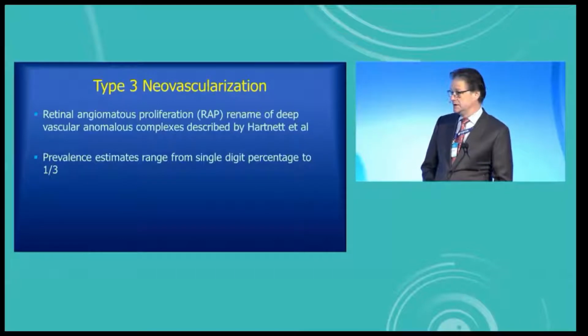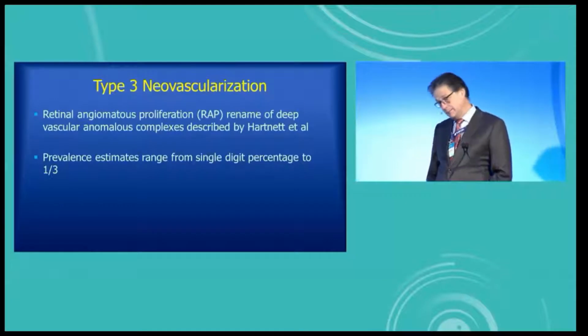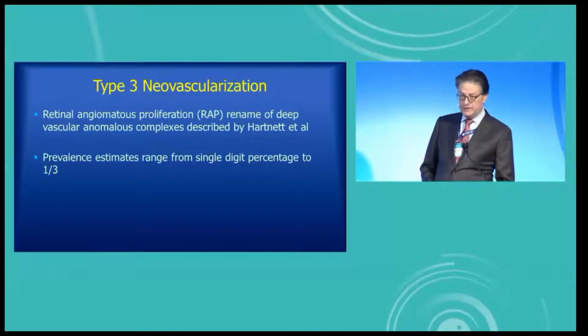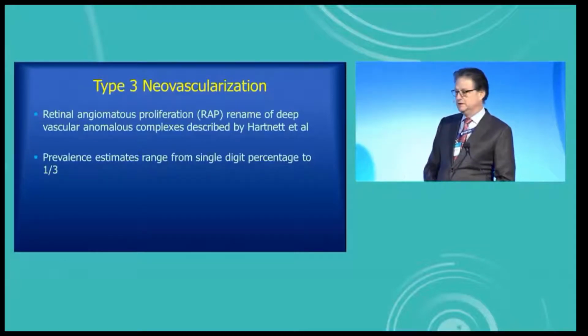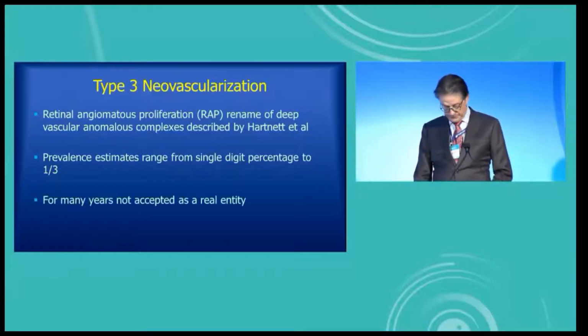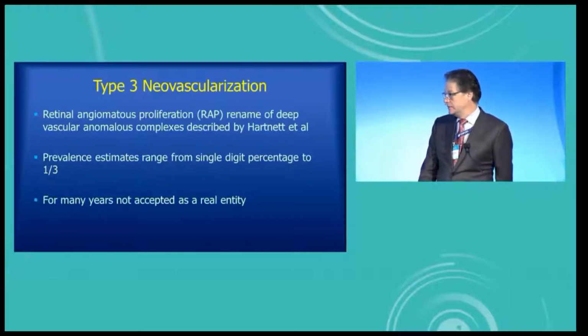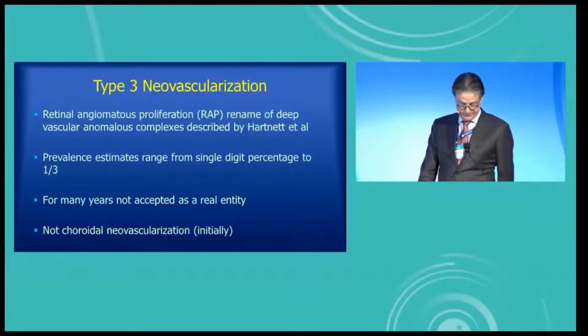Type 3 neovascularization was originally described by Emmy Hartnett, and she called it deep retinal anomalous complexes, and then it was called RAP, and then it was finally called type 3 neovascularization. This is a newer idea of neovascularization where blood vessels grow from the retina down, create a PED, there's telangiectasis of the retinal blood vessels, hemorrhages and leakage into the retina. And initially it's not choroidal neovascularization, right? Because there's no choroidal component to it. And I can tell you for many years people didn't accept that as an entity either.